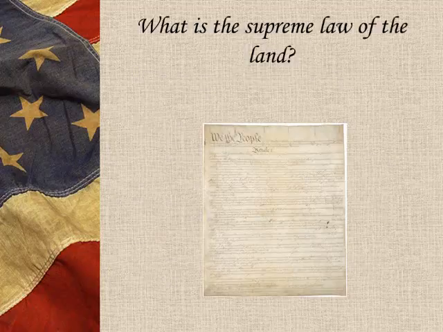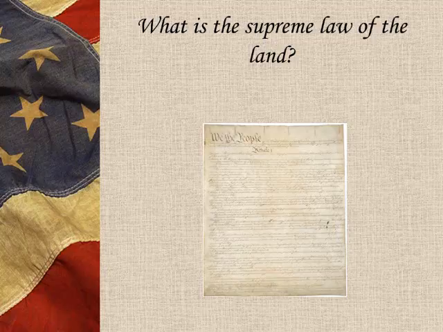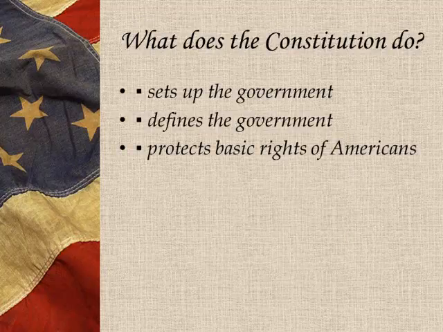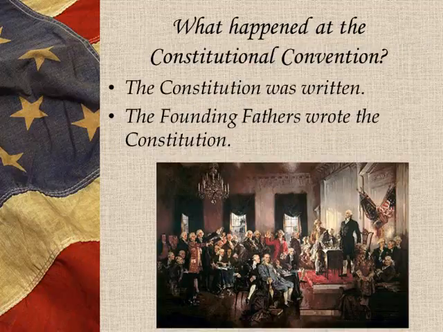And what is the supreme law of the land? There's a picture of it right here. Starts out with We the People. Yes, that is right. It's the Constitution. And what does it do? It sets up the government, defines the government, protects the basic rights of Americans. When it sets up the government, we get the legislative, executive, and judicial. We'll be going into more in depth later. And about protecting the basic rights of America, that's the Bill of Rights. Again, we'll be doing that a little later, going more in depth into all these, but this is kind of an overview.